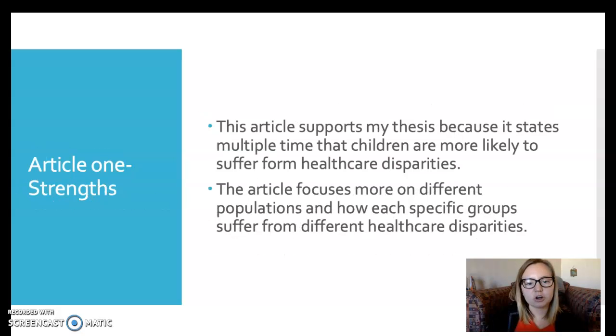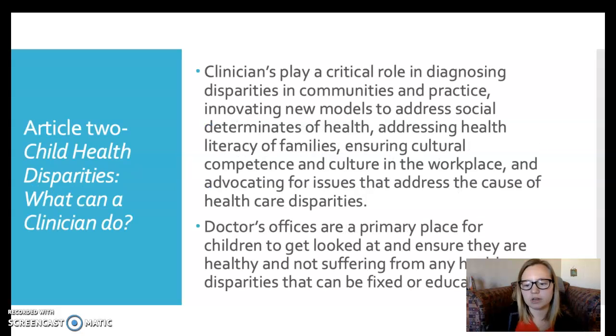So the strengths of this article: it supports my thesis because it states multiple times that children are more likely to suffer from healthcare disparities. This article also focuses on the different populations and how specific groups suffer from different disparities.